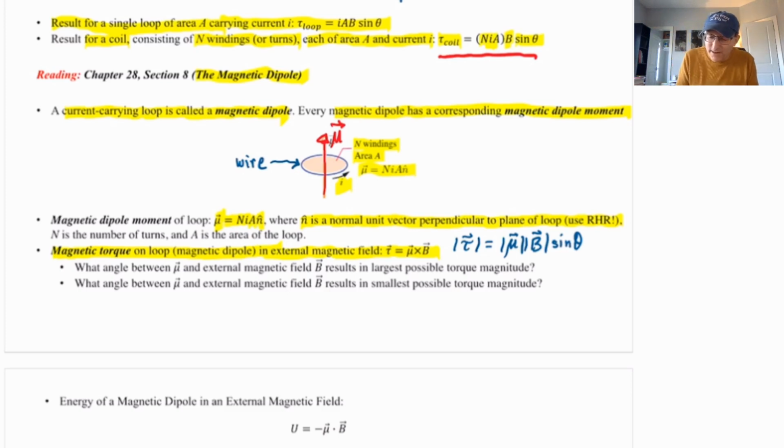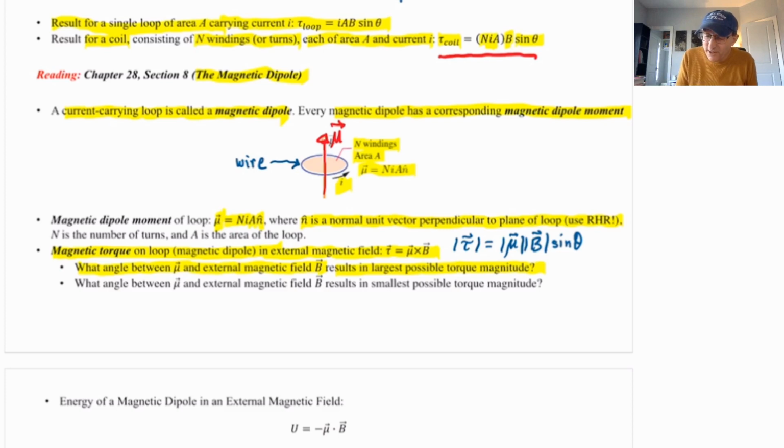So here's a little practice question. What angle theta between mu arrow and the external magnetic field B arrow results in the largest possible torque magnitude? Think about that a minute. Feel free to pause if you need to, but do come up with an answer.